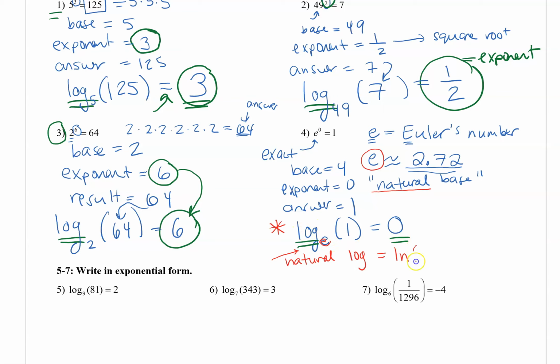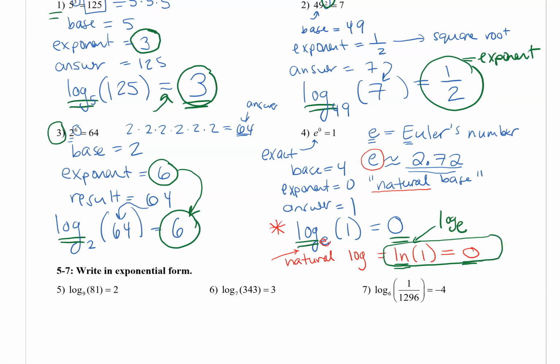So this expression here would actually be written as ln of 1 equals 0. So the log equaled the exponent, and ln is equivalent to log base e. So you might look at your scientific calculator and notice that you have both a log button and an ln button. The ln button is referring to a log that has a base of e.